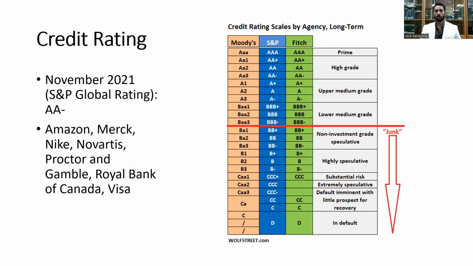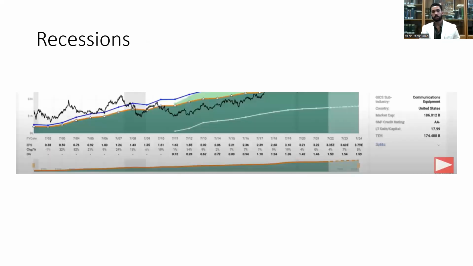What are some companies that are also AA minus rated? Amazon, Merck, Nike, Procter & Gamble, Royal Bank of Canada, Visa, Novartis. These are blue chip stocks, guys, okay? And as I talked about, Cisco is extremely recession resistant, guys.